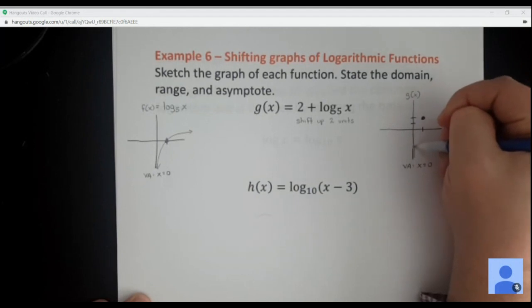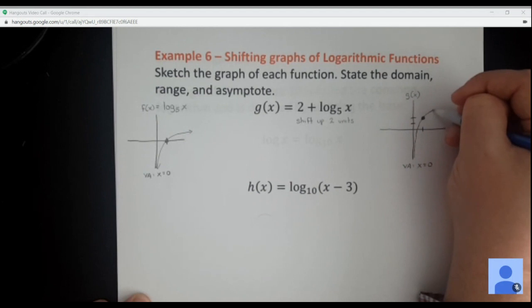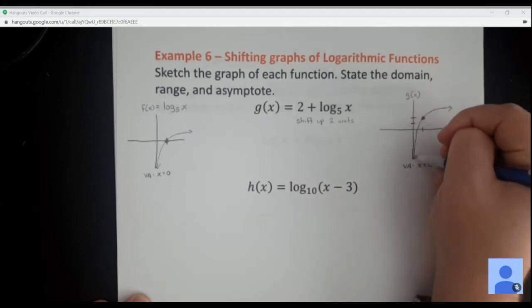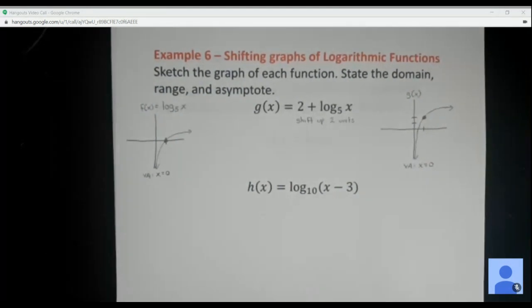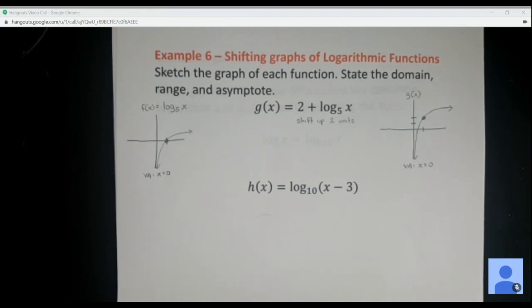It's going to come up like this, cross through. It's going to start leveling out as we go up and to the right. Okay. Any questions on the graph there?